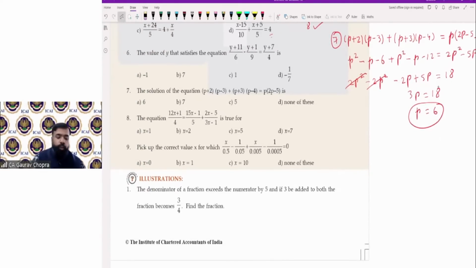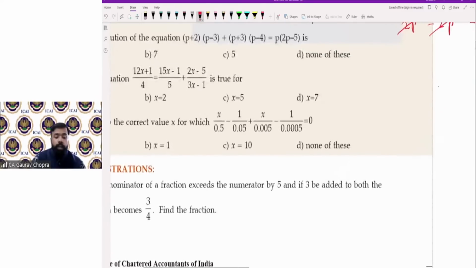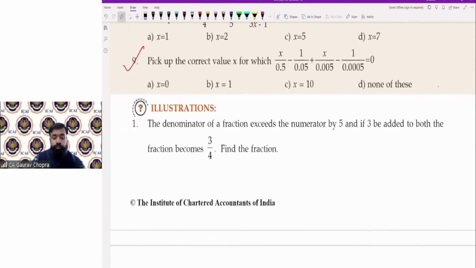Now let's try the 9th one also. Pick up the correct value of x. Again, observe very, very carefully and you will get your answer very quickly. The first value is positive, then negative, then again positive, and again negative. So alternate positive and negative values are there, and the result is 0. It means that positive and negative will get cancelled.